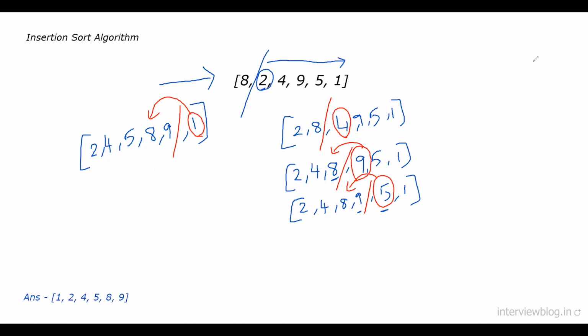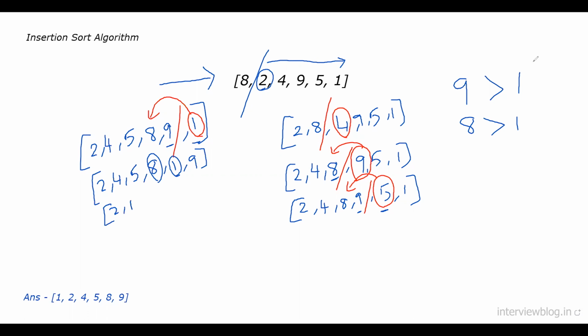Now I'll be comparing 9 and 1. We can see that 9 is greater than 1 and hence we'll perform a swap. So after performing the swap, our input array would be 2, 4, 5, 8, 1 and 9. Now we have to check the elements 1 and 8. We can see that 8 is greater than 1. Hence we need to perform a swap and our tentatively sorted list becomes 2, 4, 5, 1, 8 and 9.